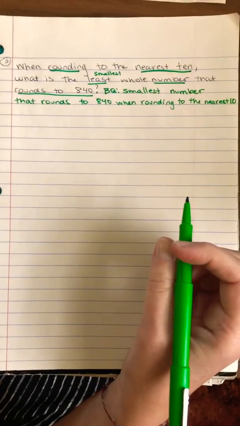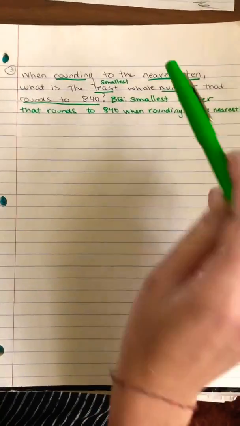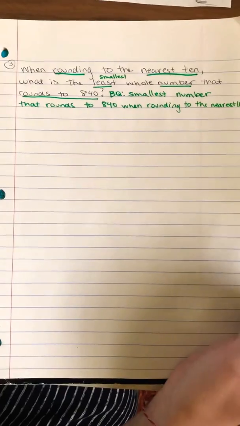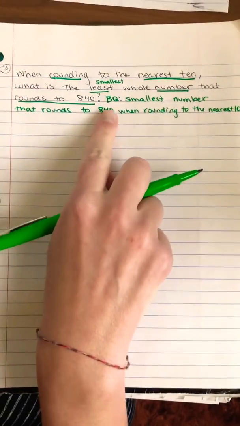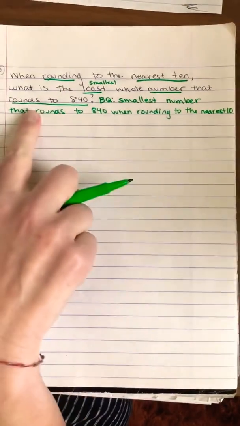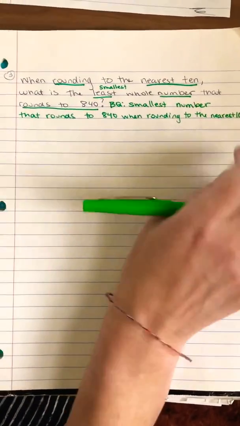This is problem number 3 and it's a rounding problem. It said, when rounding to the nearest 10, what is the least whole number that rounds to 840? So I've made my annotations and I know my BQ. I'm looking for the smallest number that rounds to 840 when rounding to the nearest 10.